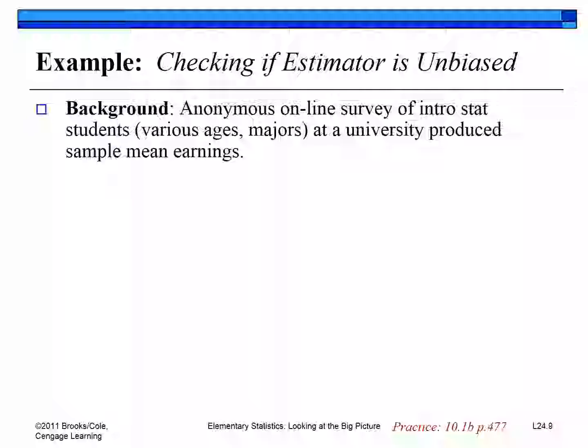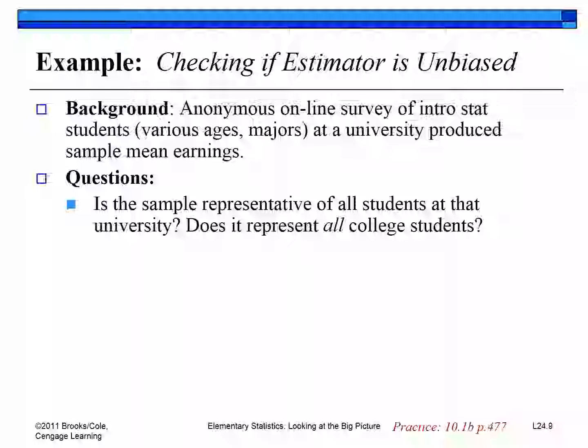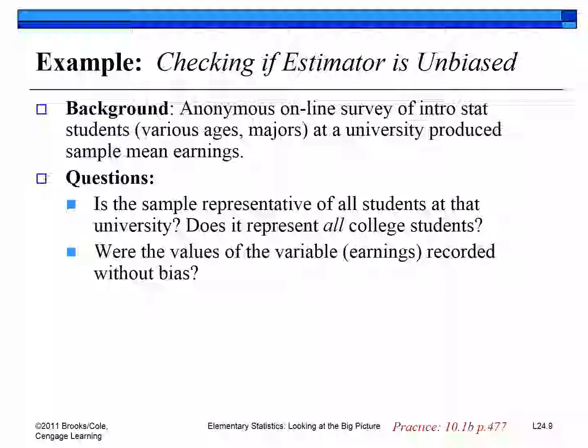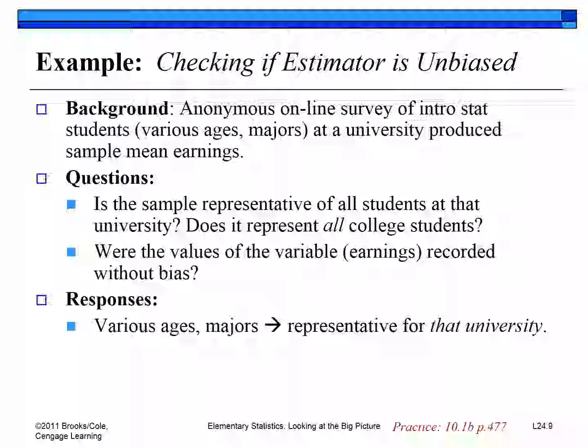So, suppose we have an anonymous online survey of introductory statistics students with various ages and various majors at a university. From that, we get sample mean earnings. Is this sample representative? Well, do you think the values of the variable were recorded without any bias? I think that as long as there are various ages and various majors represented in the sample, then this sample would be representative for that university.